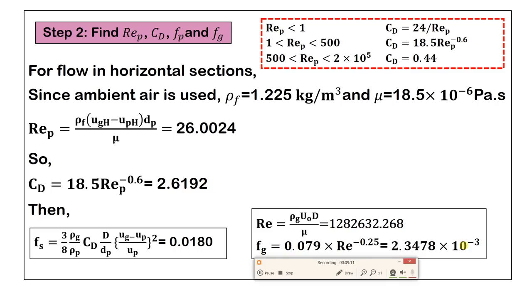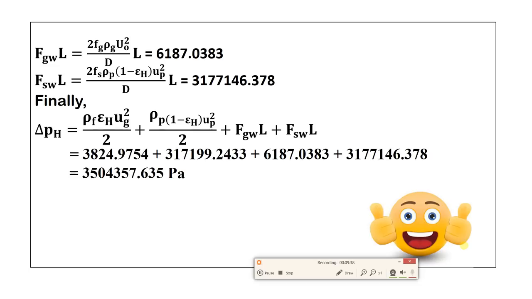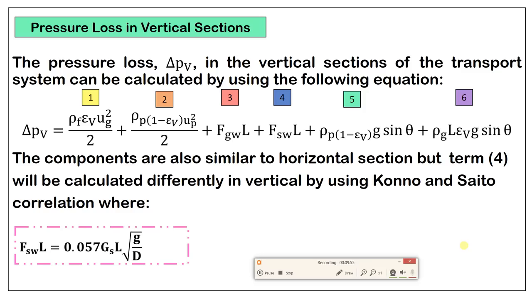Step 2 is to find the Reynolds particle, drag coefficient, solid friction factor, and gas friction factor. The value for Reynolds particle obtained is 26.0024. From the Reynolds particle, we can calculate the drag coefficient, which is 2.6192. Then, we can calculate the solid friction factor and gas friction factor. When all the values are obtained, the pressure loss in horizontal sections can be calculated. The pressure loss in the horizontal section is 3504,357.635 Pascal.